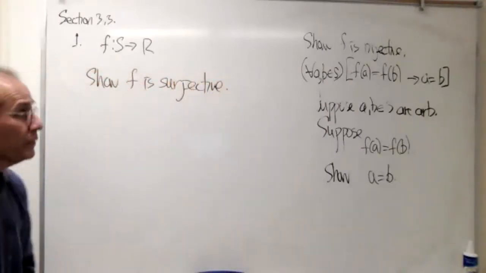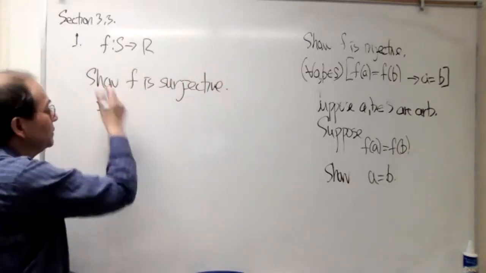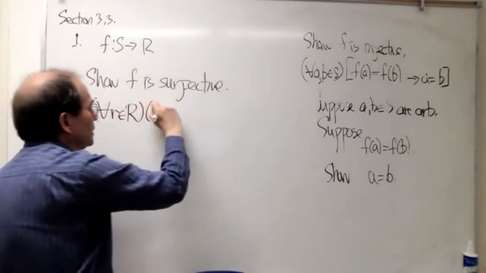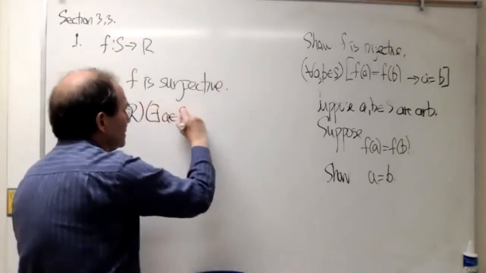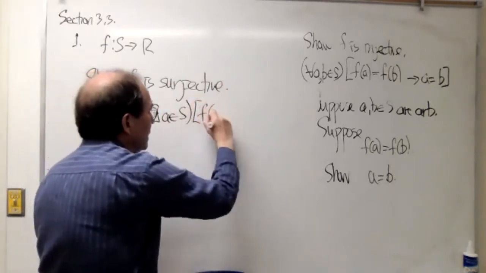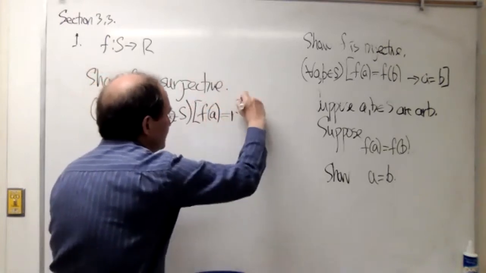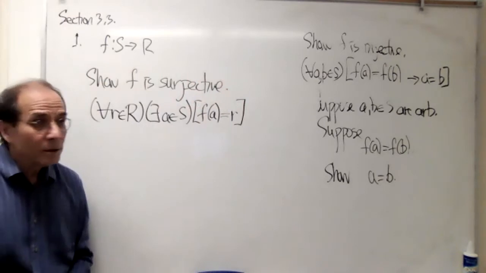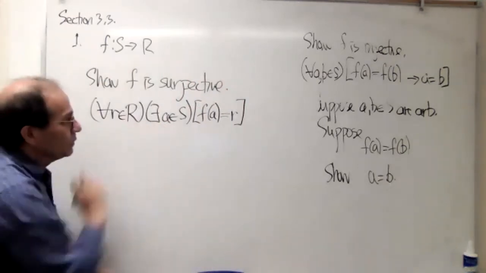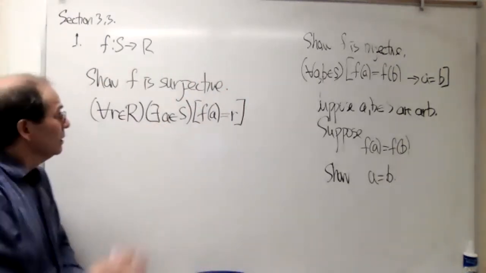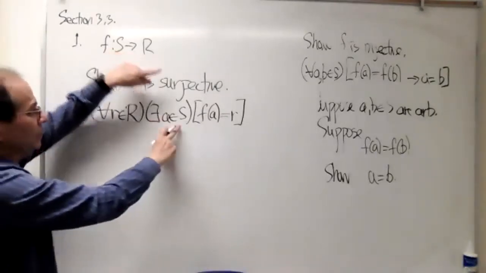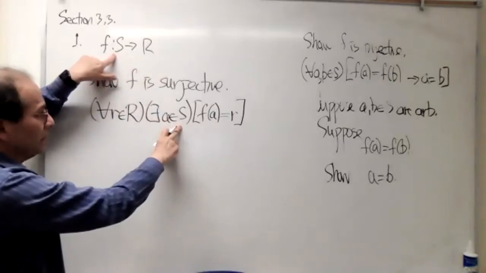So surjective, according to the definition, this is going to be for all R in R, there exists an A in S such that F of A is equal to R. Okay, and what you have to make sure that you keep straight here is don't mix up your domain and codomain. So this is the codomain, that's the R. This is going to be the domain, that's the S.